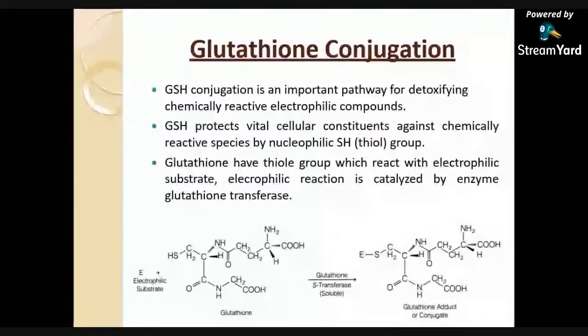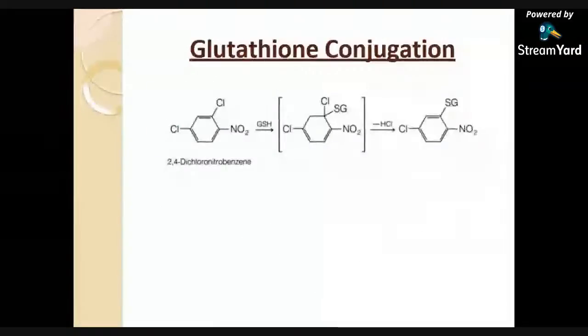So you can see here the glutathione is there, in presence of the electrophilic substrate. The glutathione S-transferase is there for the carry forward of this reaction, and it will provide the glutathione adduct or the conjugate. This is the same end product of this one reaction, okay, which is the 2,4-dichloronitrobenzene.